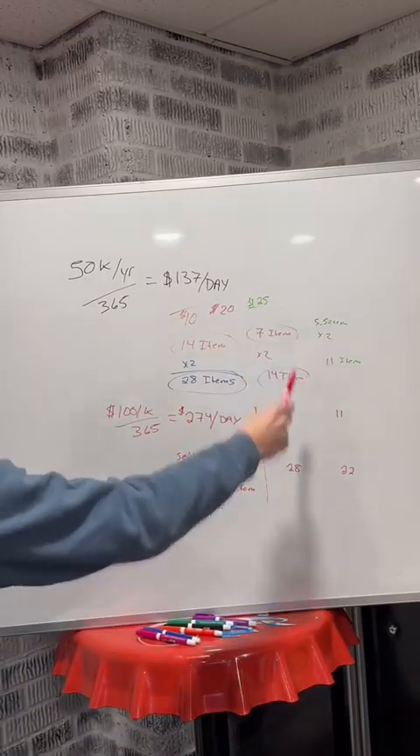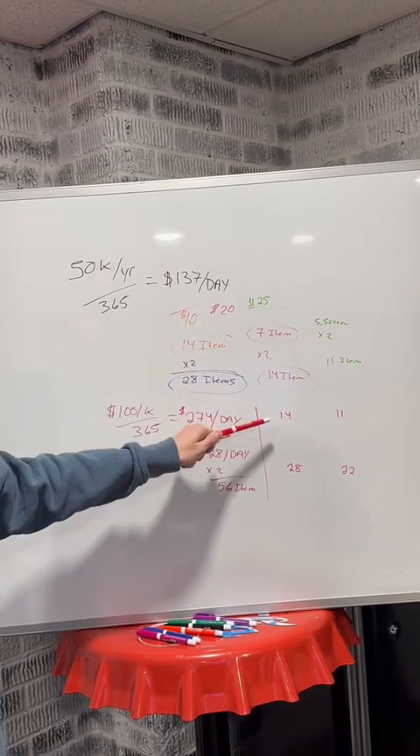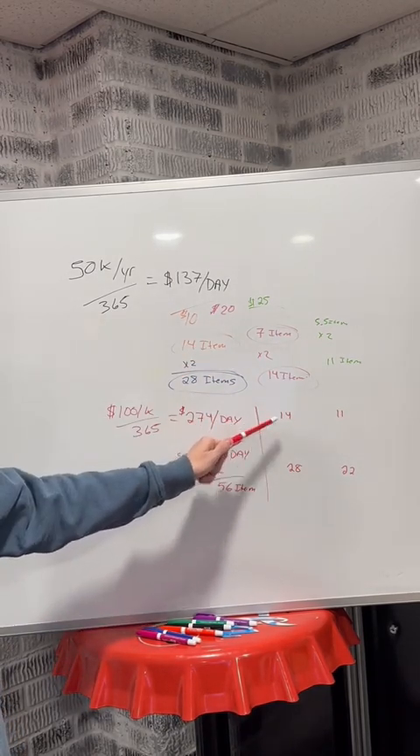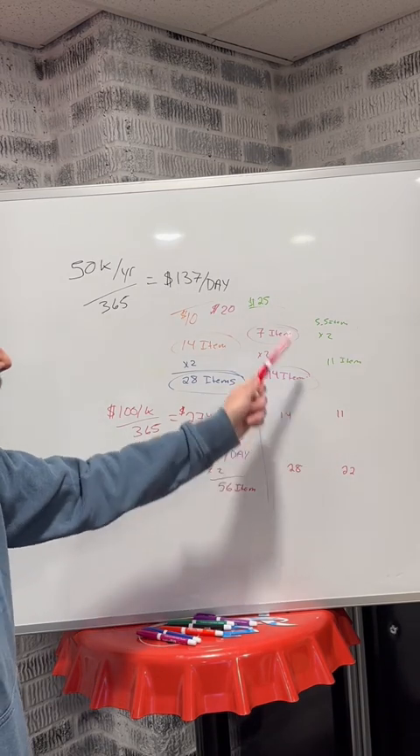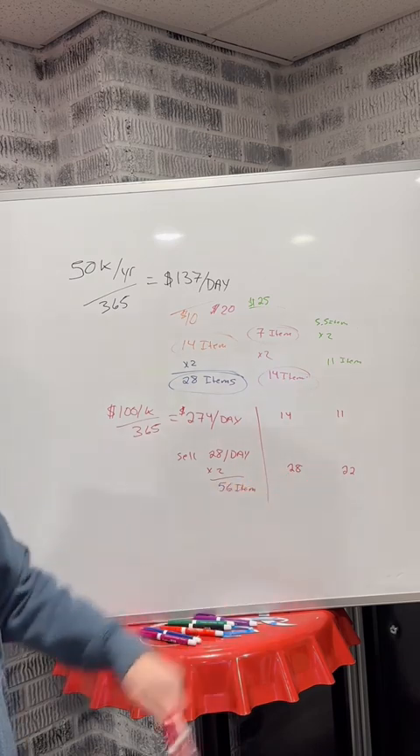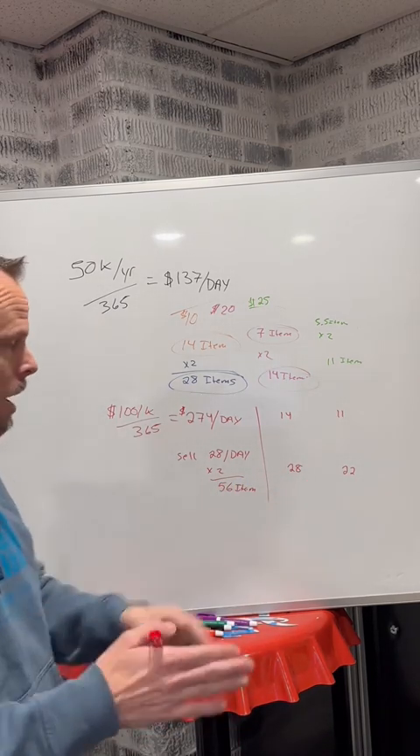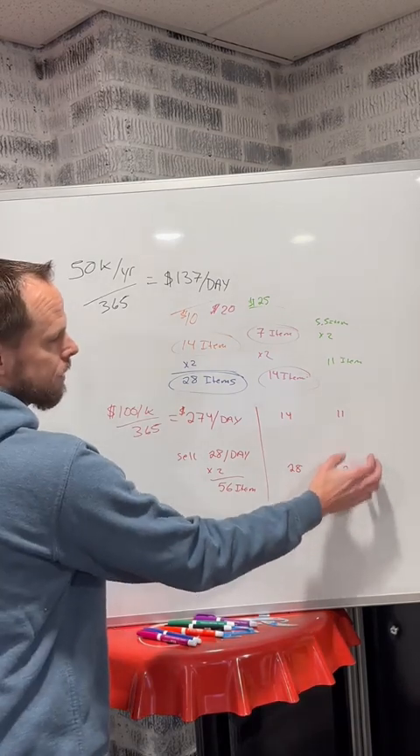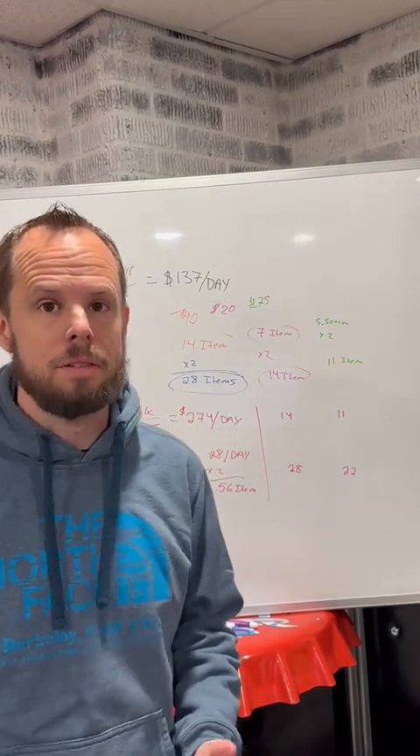I know we missed that last part in the video, but basically we're breaking it down. For $20 at 100K, it's going to be 14 items a day sold and 28 listed. At 25 average profit, it's 11 and 22. So again, that's why I want to focus on average profit. If you can raise these up, it's less items that you have to sell every single day, less items that we have to list every single day.